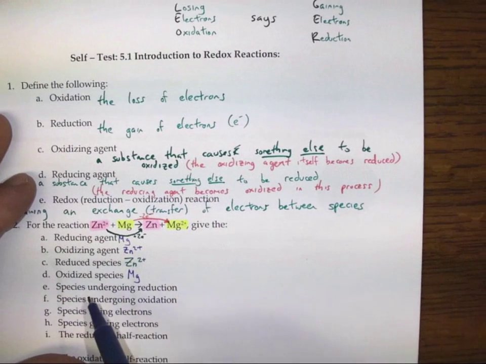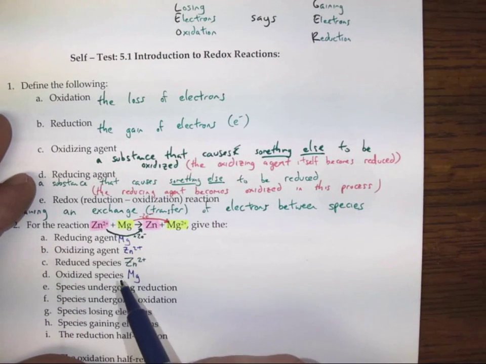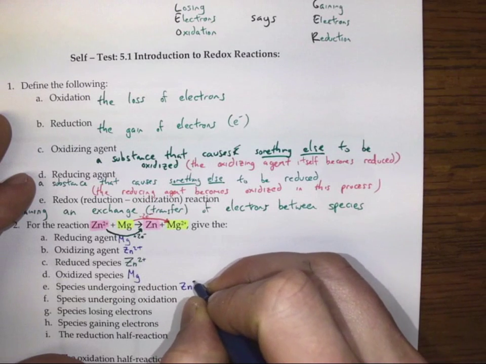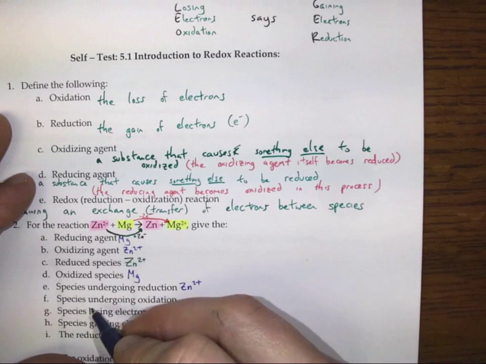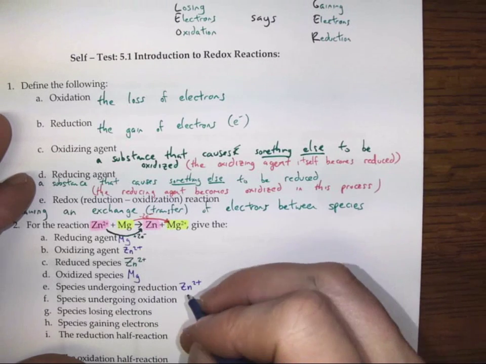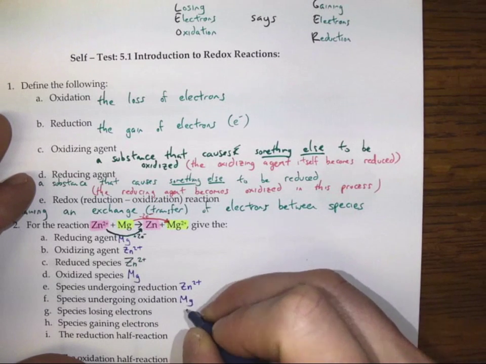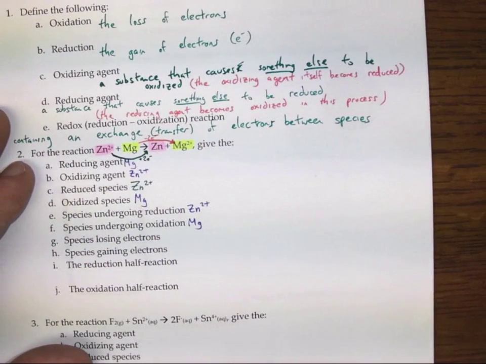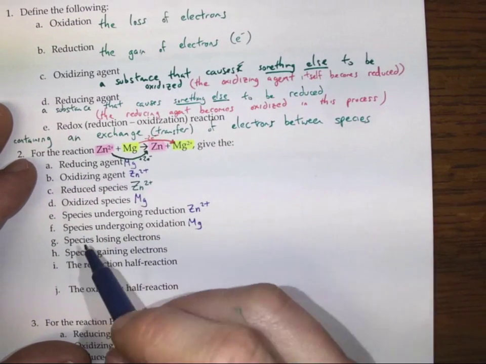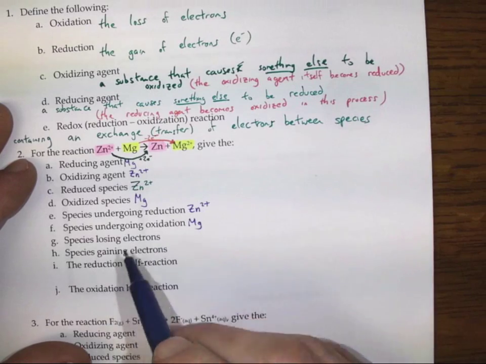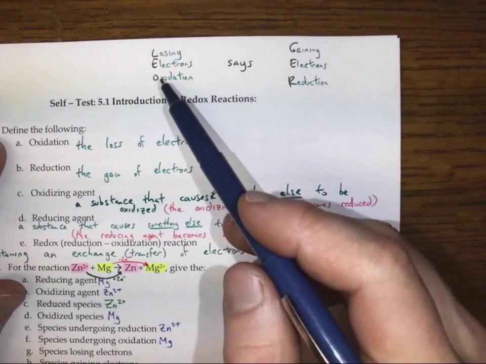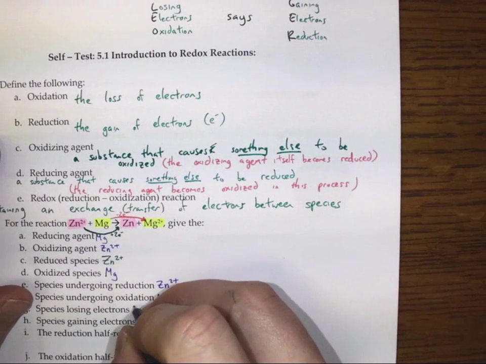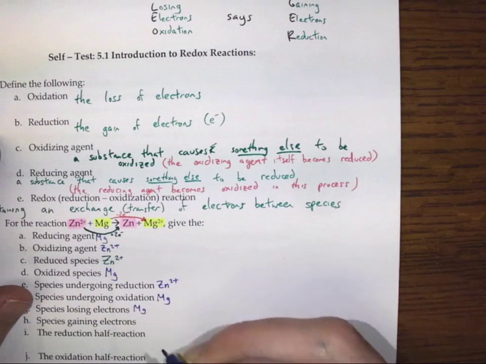So what species underwent reduction? That's the same thing as saying the reduced species, really. It's just another way of saying it. And a species that undergoes oxidation is the magnesium solid atom. The species that loses electrons is the one that is getting oxidized, which is the magnesium in this case.